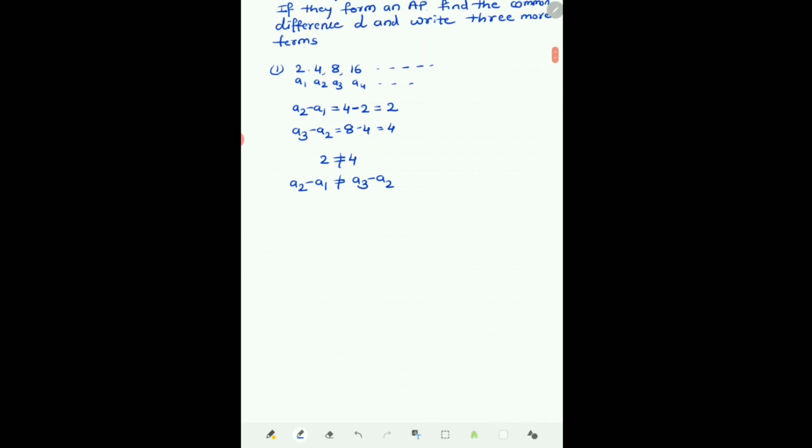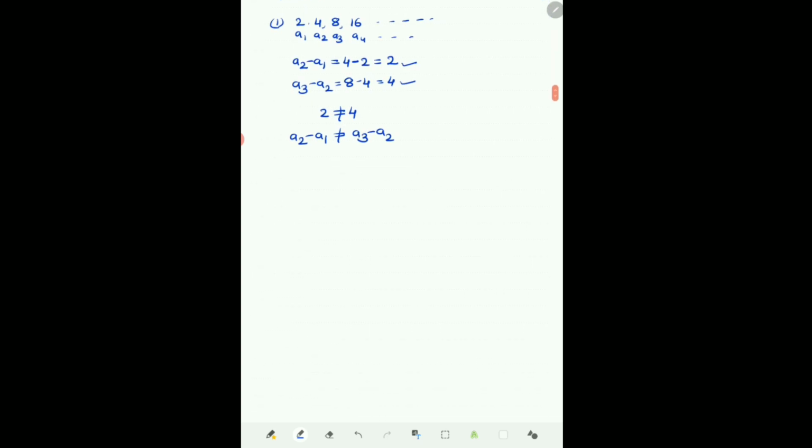Here A2 is obtained by adding 2. A3 is obtained by adding 4. So a fixed number is not added. Therefore it is not an AP.